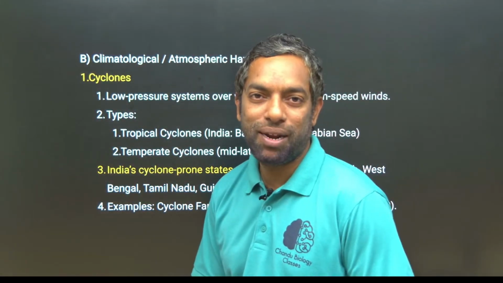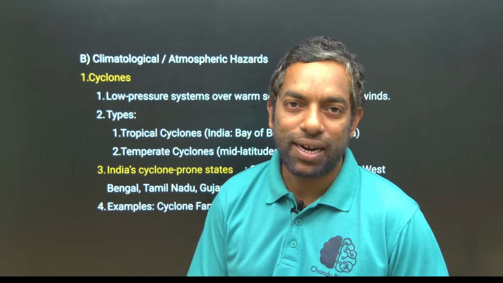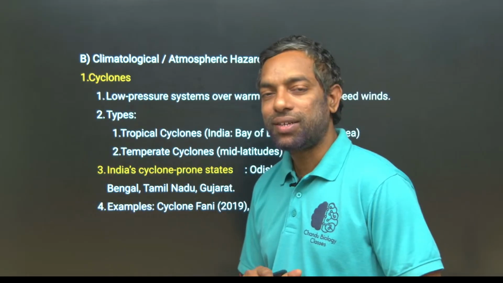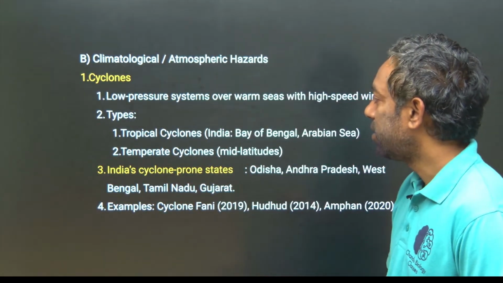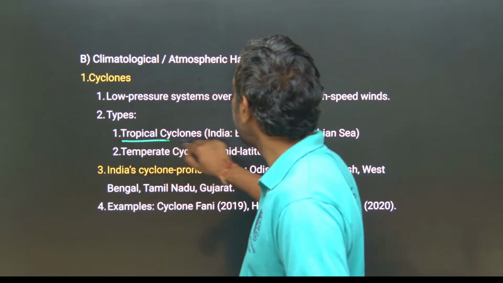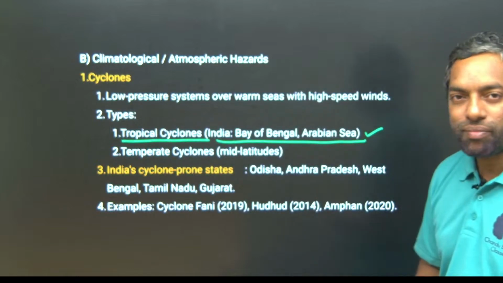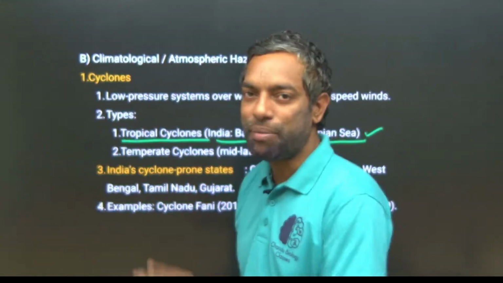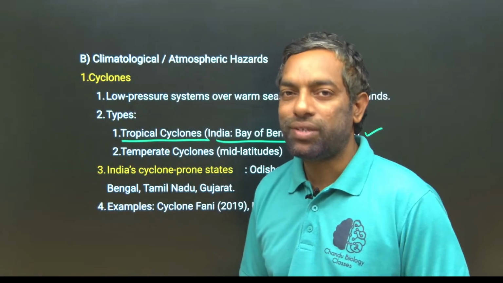Low pressure belts in the ocean, guys, lead to circulation of water around the low pressure. That is called a cyclone. Cyclone means cycle-like structure. That is a tropical cyclone in India: Bay of Bengal, Arabian Sea. Around India, this side Bay of Bengal, this side Arabian Sea, right? If any low pressure belt is created in these seas, we can call it a cyclone.